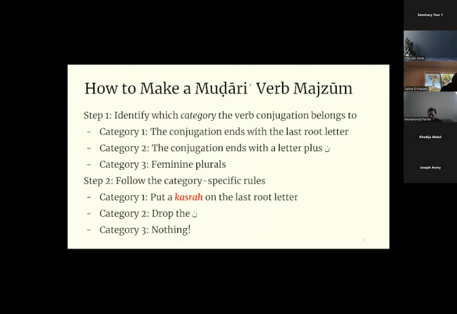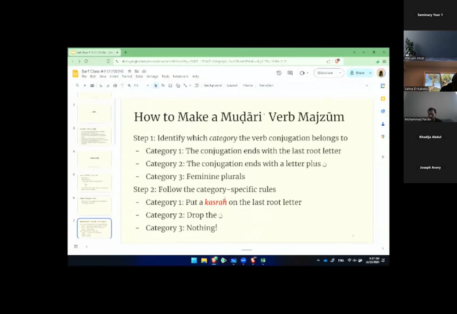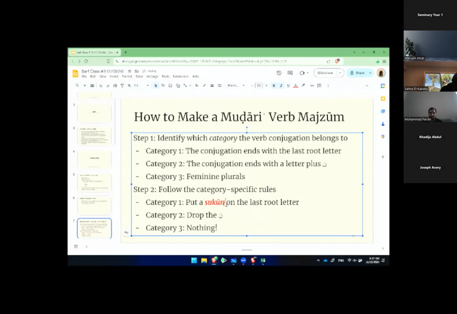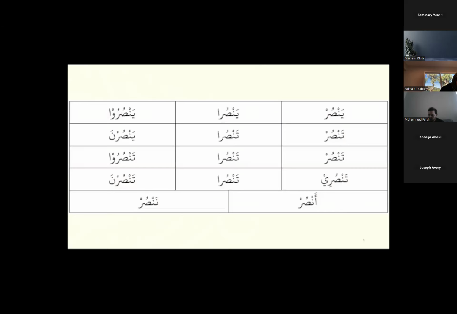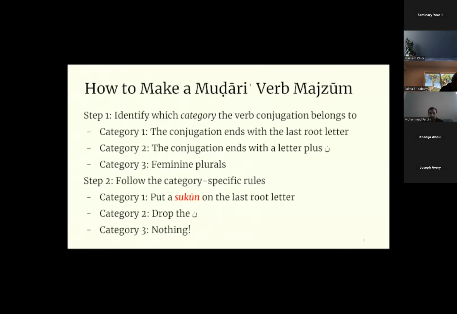So once we have identified which category the mudari' verb belongs to, we're going to follow the category specific rules. Category 1, if the conjugation ends with the last root letter, I'm going to put a kasra. Sorry, this is wrong. I'm going to put a sukun on the last root letter. If it's in category 2, the conjugation ends with a letter plus a noon, I'm going to drop the noon. Category 3, feminine plurals, I do not do anything.